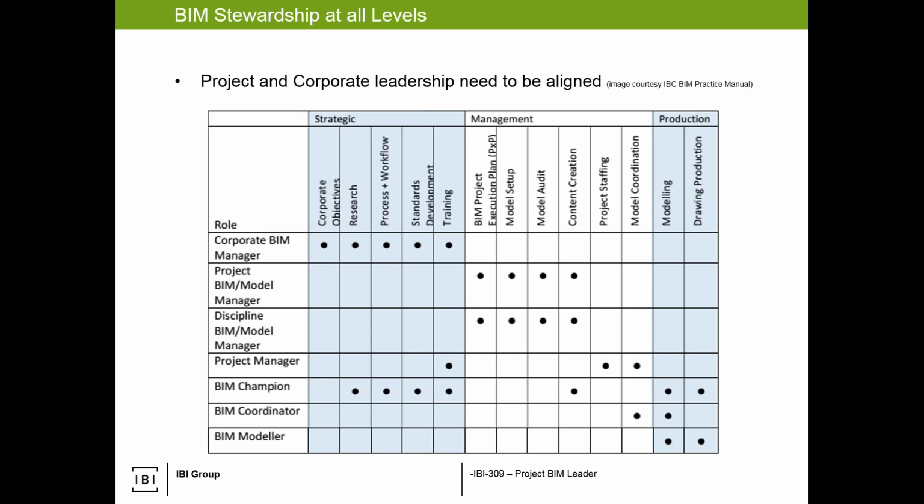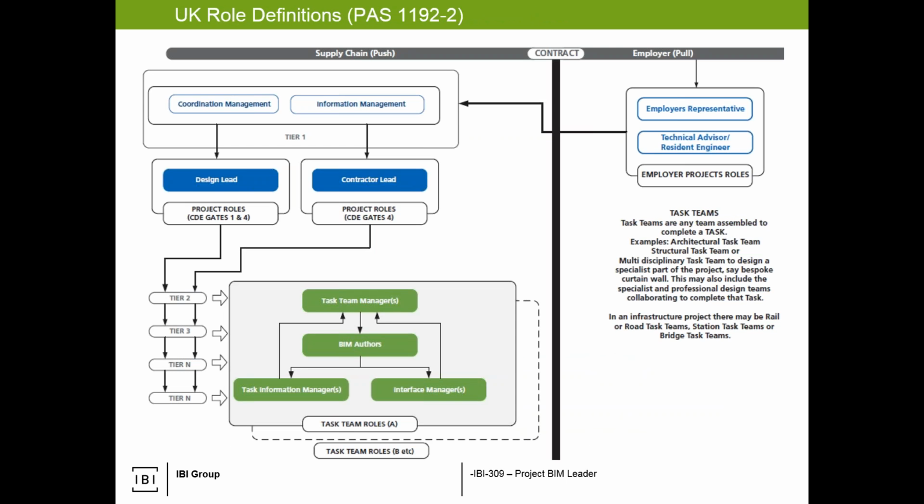Now, those terms on the left, semantically, doesn't really matter what they are, but you can see I'm generically using the term the Project BIM Leader. You'll hear different terms potentially from joint venture partners, from subs or primes, regionally. It's all good. This here is in BS 1192, so this is the British standard in the UK, and in their PAS 1192-2 document, they define the terms at the bottom there where you've got your task team managers, those are really your discipline leads, your BIM authors who are your modelers, but they have an information manager and an interface manager.